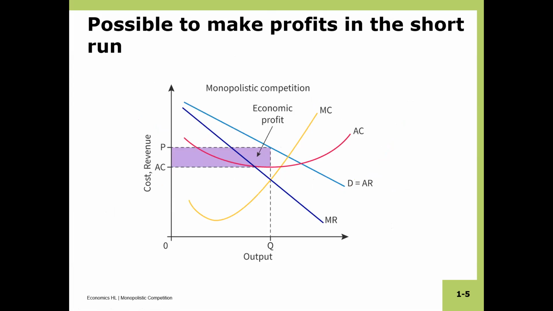In the short run, it is possible to make profits. So remember this economic profit we talked about before. Notice again, it's the exact same production decision. So how do we draw this? We draw the elastic demand, and we draw the marginal revenue beneath it because it has some market power. Then you draw in your marginal cost and your average cost curve.